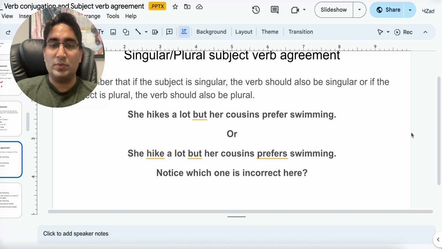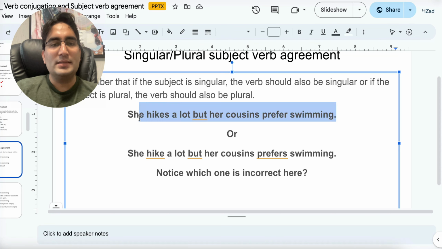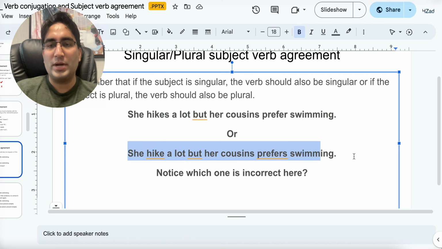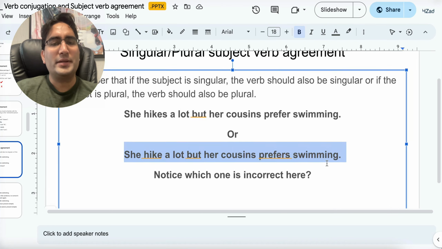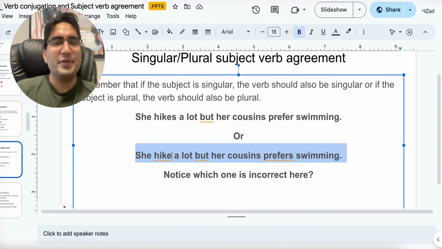So let's have a look at this one. She hikes a lot, but her cousins prefer swimming. Is this correct, guys? Or is this the correct one? She hike a lot, but her cousins prefers swimming. Which one do you think is correct? Take a minute. You can pause the video. I'm going to go to the answers now.